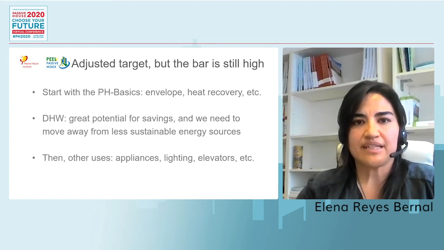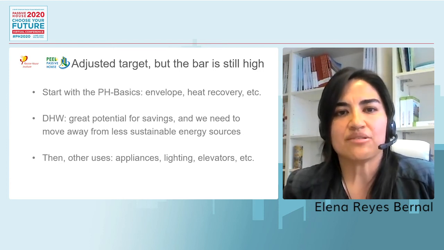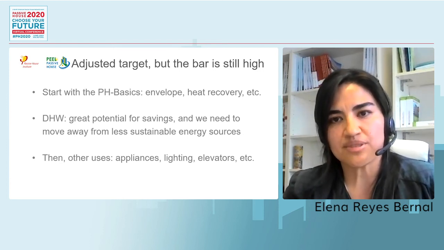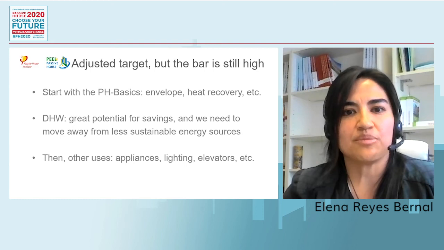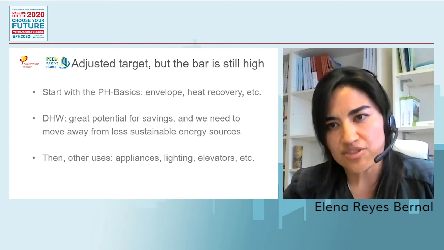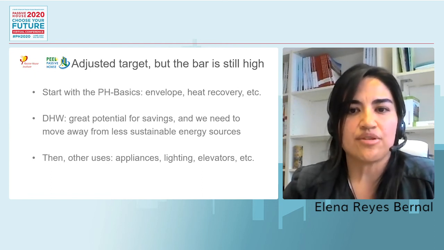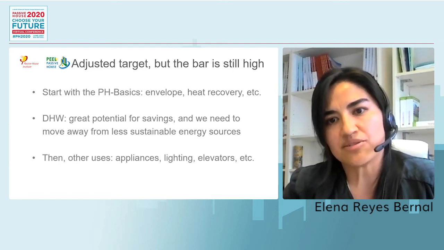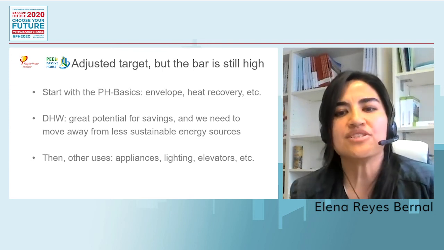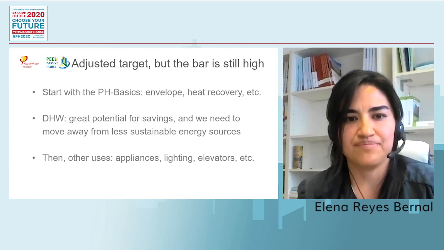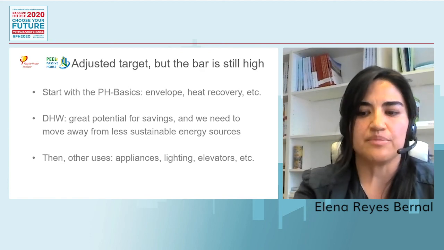And probably one of the main takeaways of this tool, or the target, is that, as Melissa already showed, we have an adjusted target and it increases with density, but the bar is still quite high. So don't forget to start your project with the passive house basics: the envelope, using heat recovery, and so on. And then there's also a huge potential of savings through domestic hot water, mainly by making the distribution system more efficient and reducing the distribution losses. Once you have these main energy users, you can go on and further improve appliances, lighting, elevators, and other equipment.